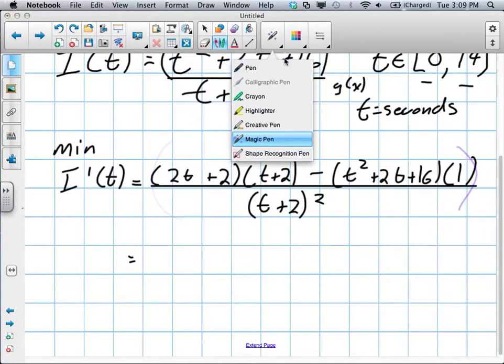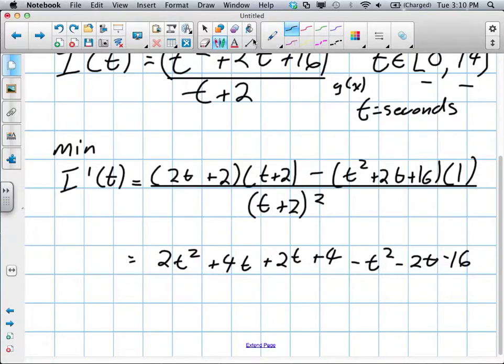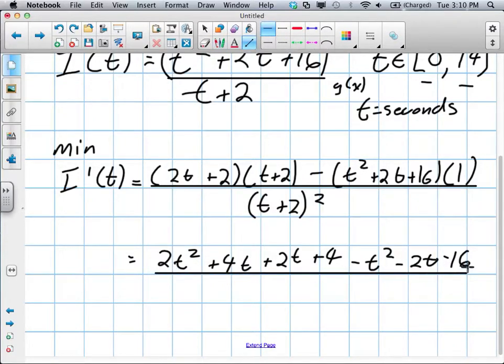We're going to use our FOIL here. 2t times t gives me 2t squared. 2t times 2 gives me 4t. 2 times t is 2t, plus 4. And because that's times 1, nothing changes except that there's a negative in front of it, so we subtract all these terms: t squared, minus 2t, minus 16, all over t plus 2 squared.